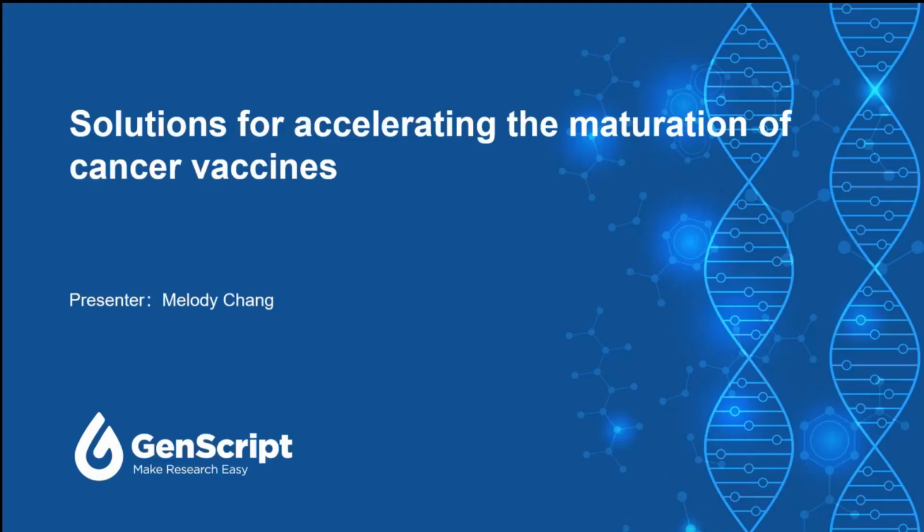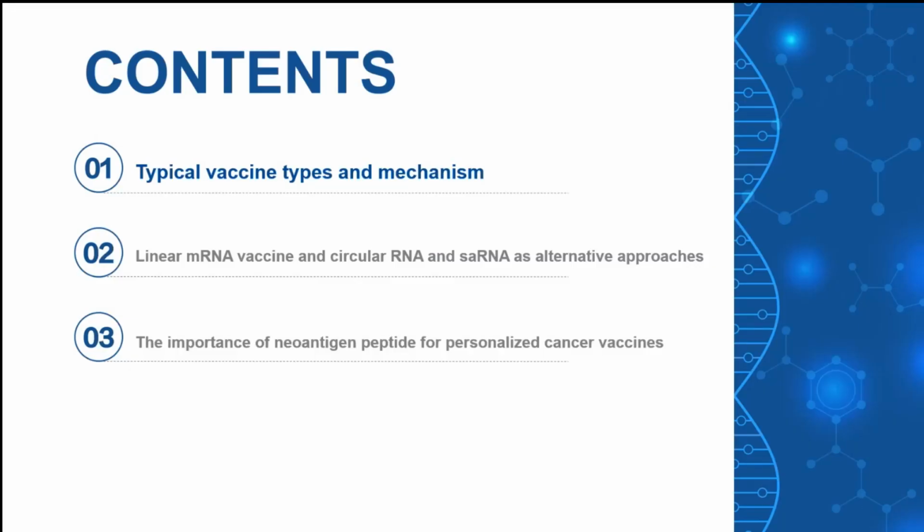Hello, everyone. Today, my topic is solutions for accelerating the maturation of cancer vaccine. There are three parts. First, I'm going to introduce the typical vaccine types and the mechanism. The second part, we will discuss linear mRNA vaccine and circular RNA and saRNA as alternative approaches. And the last part, we will see the importance of neoantigen peptide for personalized cancer vaccines.